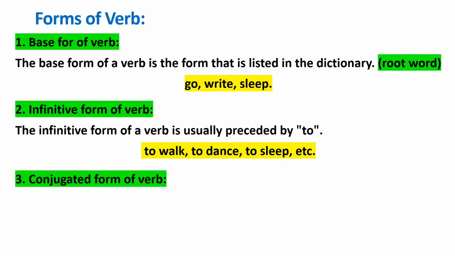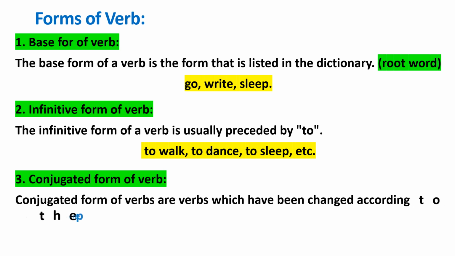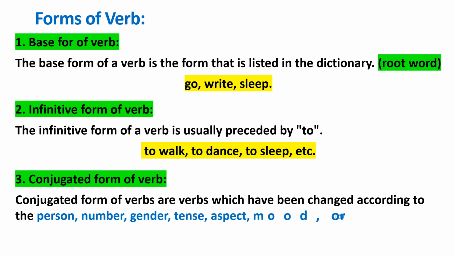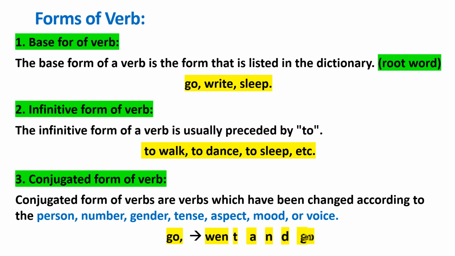3. Conjugated form of verb. Conjugated form of verbs are verbs which have been changed according to the person, number, gender, tense, aspect, mood, or voice. Conjugated verbs are changed form of the base form of verb. For example, according to tense, the verb go is changed to went and gone.